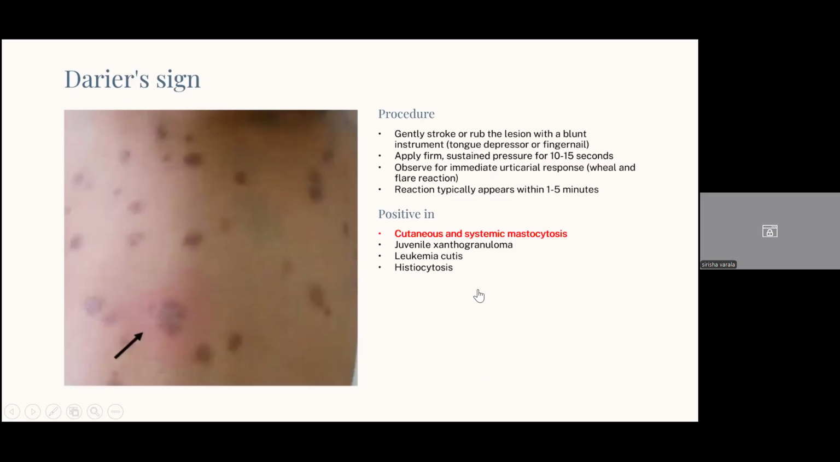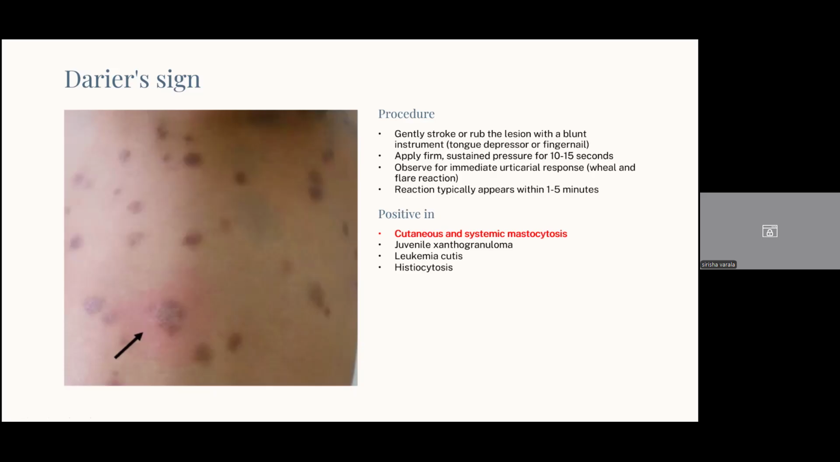Darier's sign. Now, when you see conditions like urticaria pigmentosa, mastocytosis, we can definitely, to a certain extent, conclusively diagnose mastocytosis. Just stroke the lesion, rub the lesion with a blunt instrument. It can be a tongue depressor, just your fingernail, or the blunt edge of a pen. But make sure you don't cause any trauma. It has to be blunt enough.